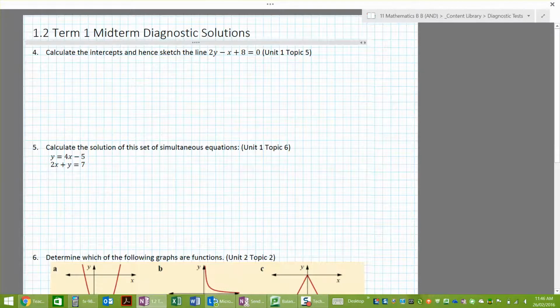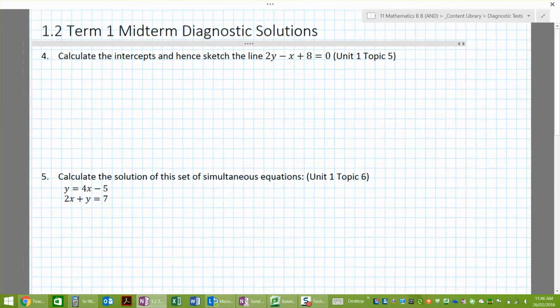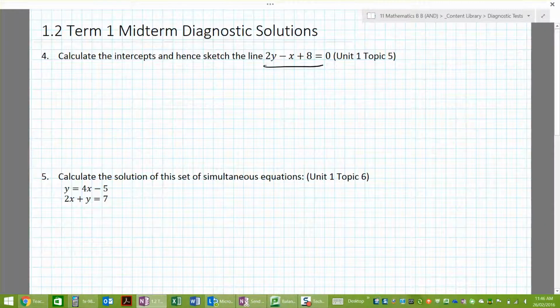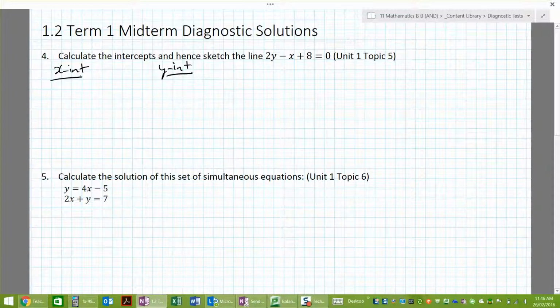Next few questions for the 11B midterm diagnostic. Okay, question 4: calculate the intercepts and hence sketch the line according to this equation. I'll have a go at that. I'll find the x-intercept and the y-intercept, because it tells me to sketch the intercepts. The x-intercept occurs at y equals 0, so I'll substitute y equals 0 in there.